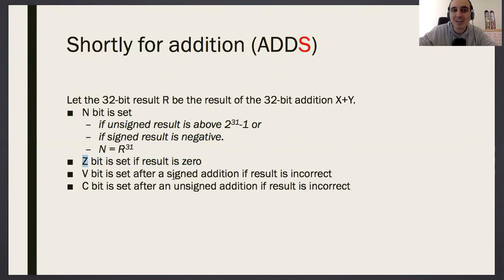V bit is set after a signed addition if the result is incorrect. That's what I was trying to tell you. You do the addition or subtraction arithmetic operation, you have a result. If that result correctly represents the result that you want to find, then it's okay. In the signed case, if it is wrong, V bit is set. If it is wrong for the unsigned case, C bit is set. Okay? Any questions?